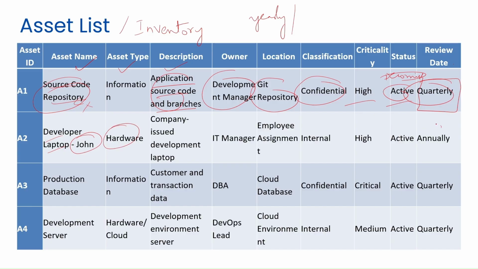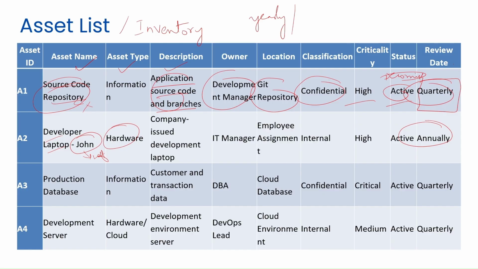So annually you will check whether this device is still being used by John, or sometimes if John has left the organization, then it has to be reassigned, right? So this asset list should be reviewed annually or quarterly or every 6 months, depending on the process that you hold. But whenever you review it, put a date saying, okay, on this date it has been reviewed.